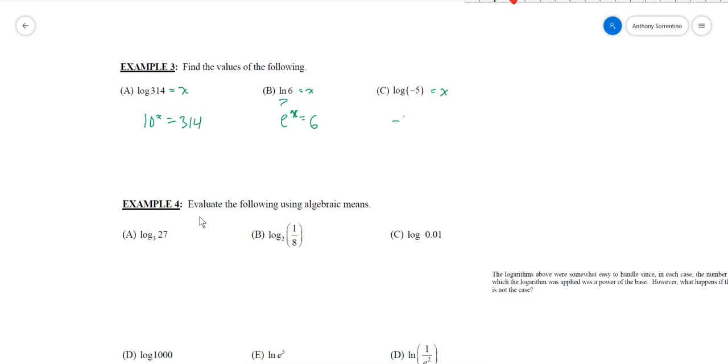Here I'm basically saying 10 to what power equals -5? Well, that should give you a self explanation at this point, but as far as what that answer is, take a moment, answer these questions that I'm going to pose to you, and then we'll go through these.